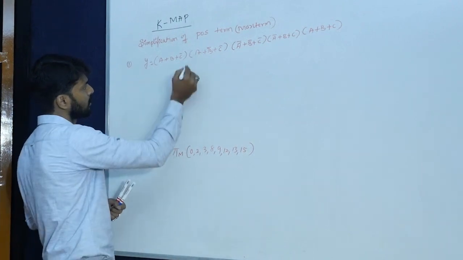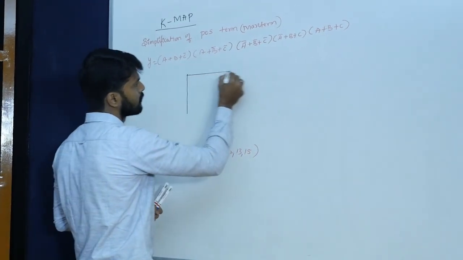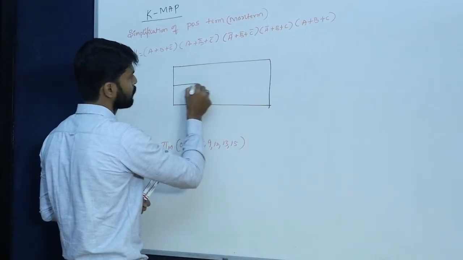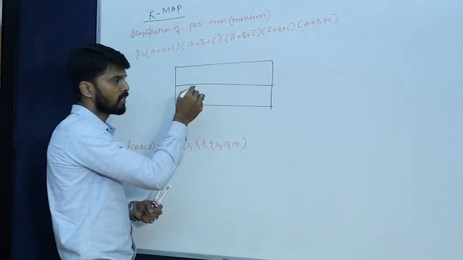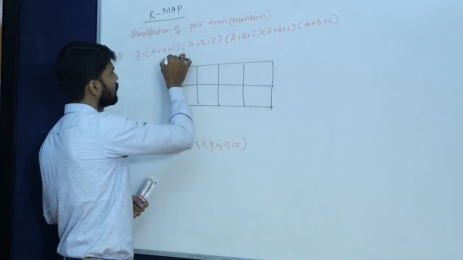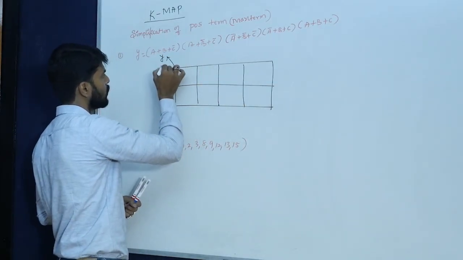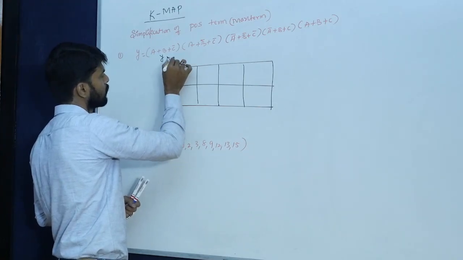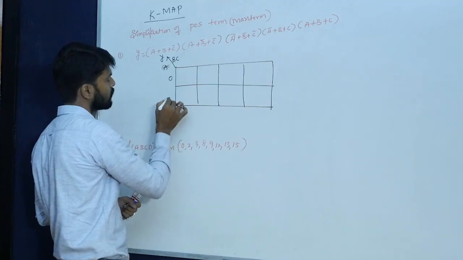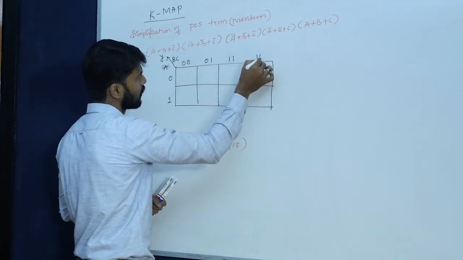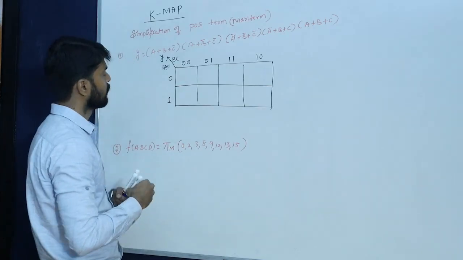So in this case, again, I need a 3 variable K-map. 3 variable K-map means 2 to the power of 3 is 8 cells required. So here I will write only A is enough. Here BC, this is the 0 and this is the 1. This is 00, 01, 11 and 10. Now I will try to map.